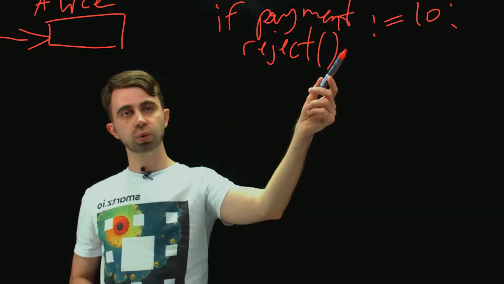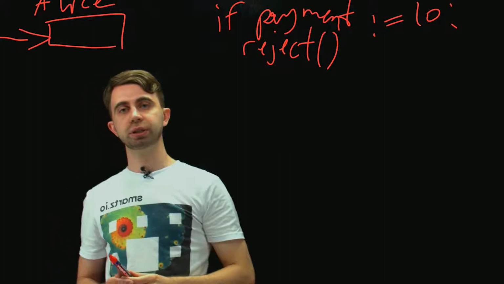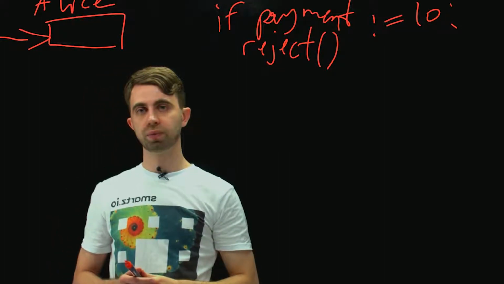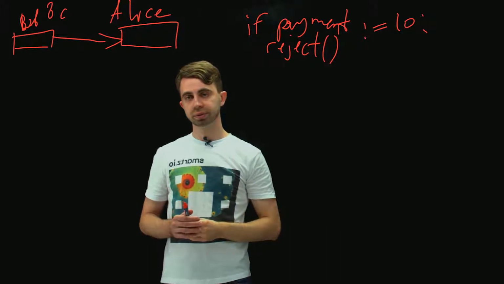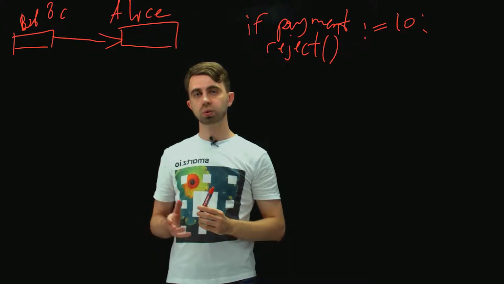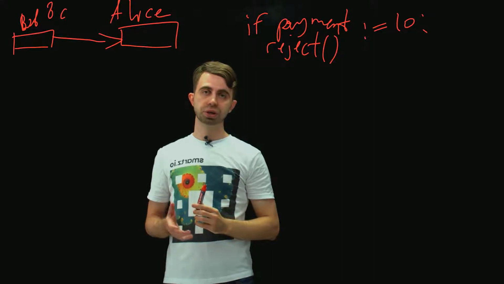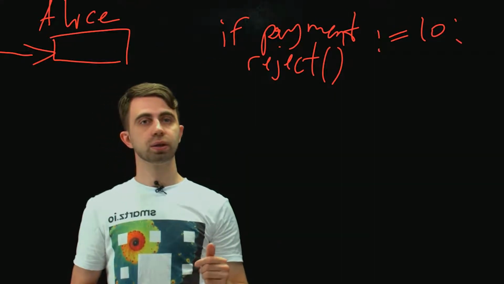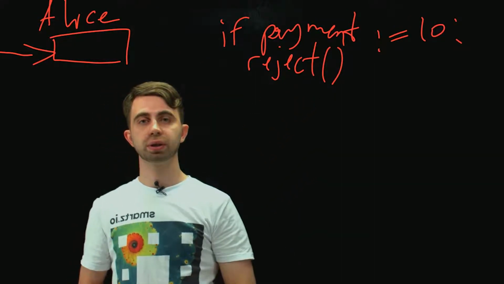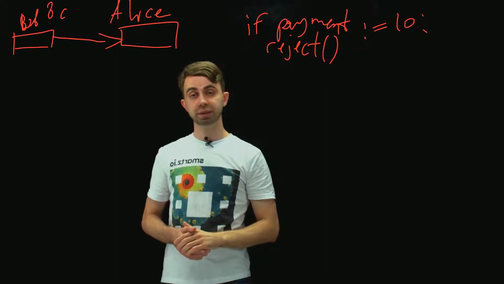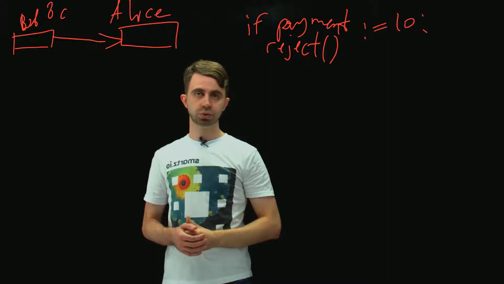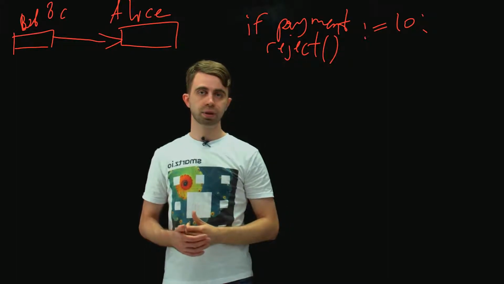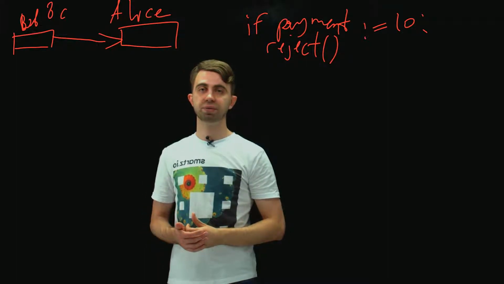This code will be executed on each node of a blockchain and has to yield the same result. Otherwise, nodes of the blockchain won't reach a consensus. That's why the code of a smart contract should be deterministic. It means that for the same input it should give the same result and the same side effects.